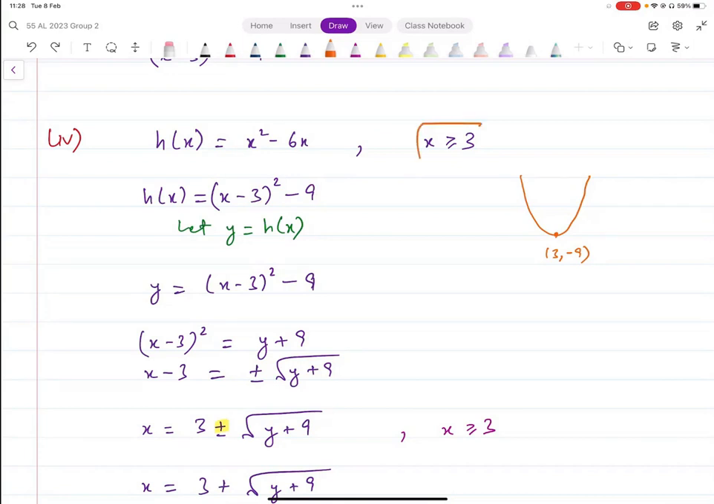And the domain of the function is x greater than or equal to 3. So, कौन सा part defined है function का? It's the part on the right side of the turning point. So, what's the range of this function? y is greater than or equal to minus 9. So, minus 9 के ऊपर value हो सकती है, ठीक है? So, that's the range of this function.